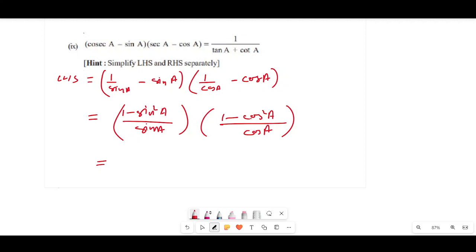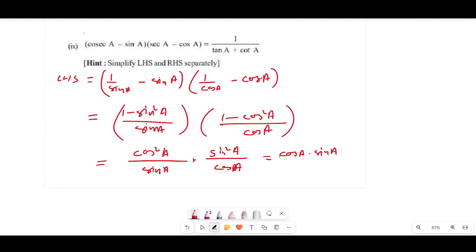Now this will be cos square A. This will be sin square A. With the help of the first formula, sin square A plus cos square A equal to 1. Sin A into sin square A upon cos A. Now if we cancel out some terms, then cos A cancels out. Here will be cos A, here will be sin A. So we can write sin A into cos A. Clear? Cos A into sin A.